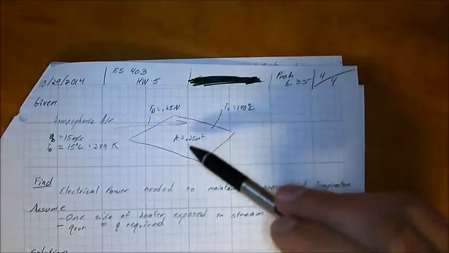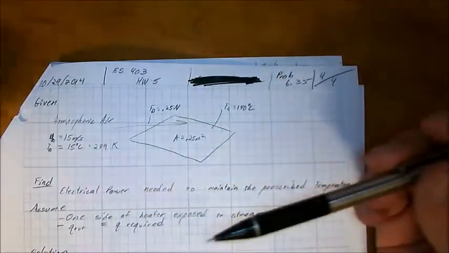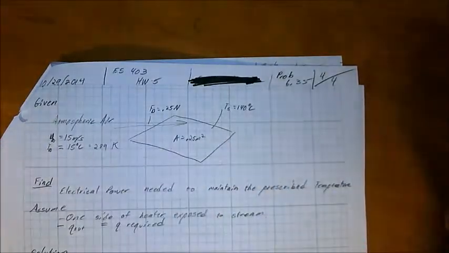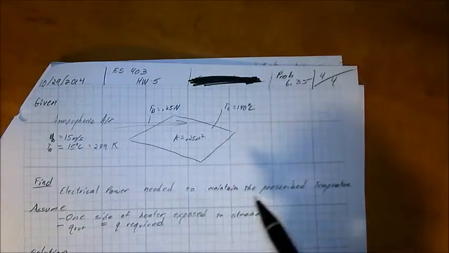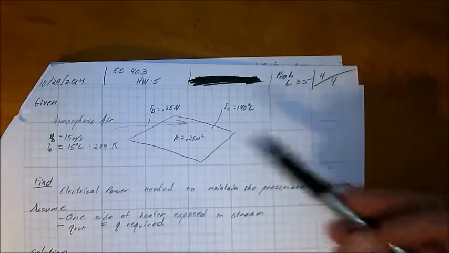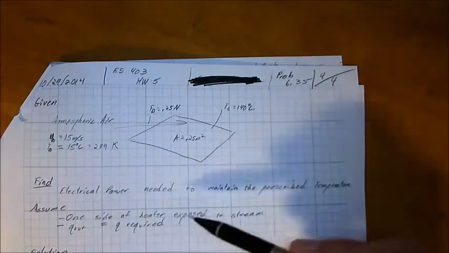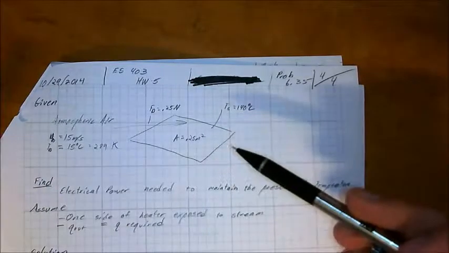We have a drag force, and since we have a plate with a drag force moving through air, we know that we're probably going to have to use Reynolds number or Prandtl number, or any of those weird numbers and boundary layer conditions that you have to use. We're trying to find the electrical power needed to keep the plate at the temperature of 140 degrees. We also know that it's a one-sided heater. It's only exposed on this side to any airflow, which will come up at the end of the problem.